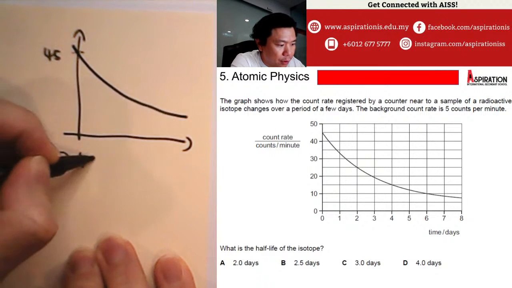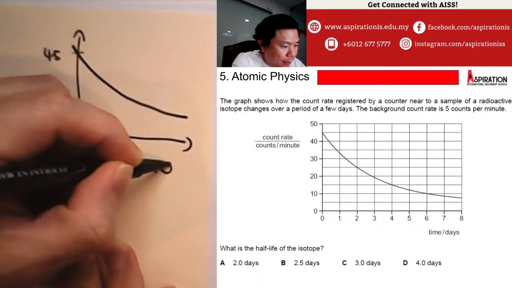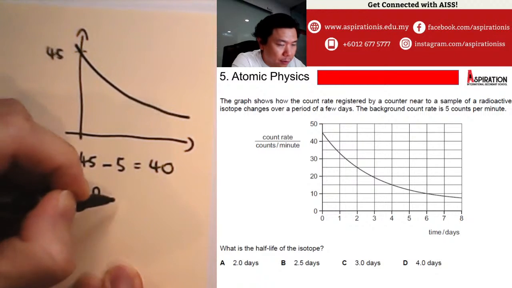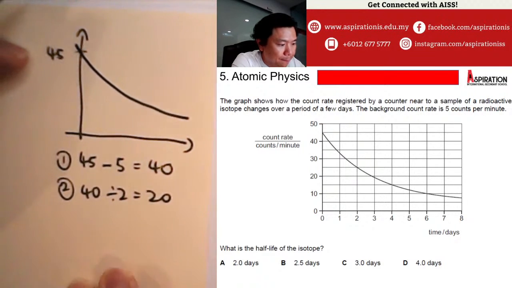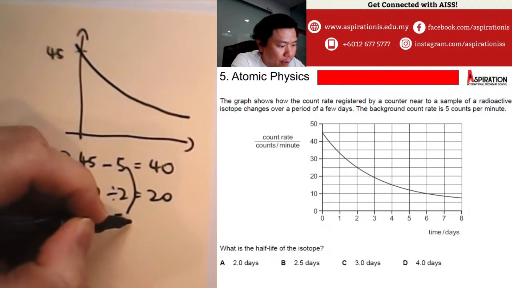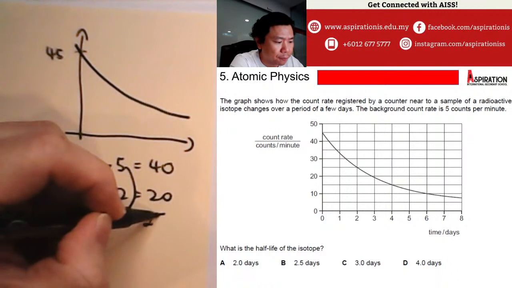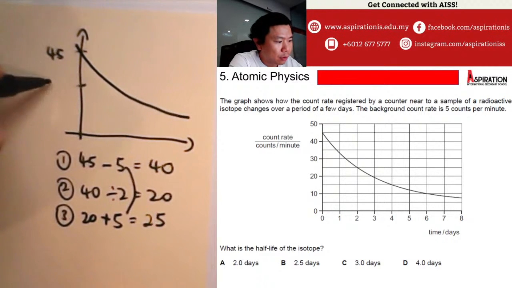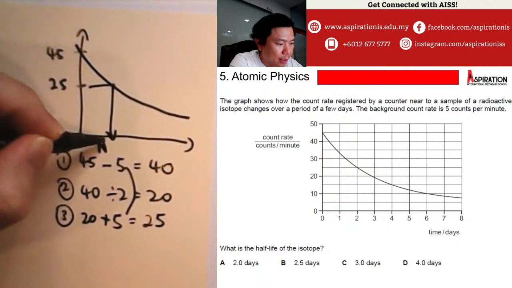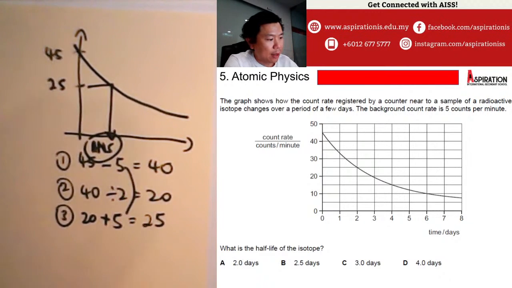The first step is you take 45 minus 5. That will be 40. The second step is you take 40 divided by 2, so it's 20. Then the third step, you take 20 plus the 5 again, because the detector is not going to subtract the background radiation for you, so 25. Now you look at 25 and get the answer. And the answer is, all of you got it wrong. It's A.